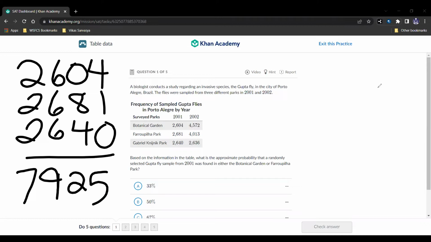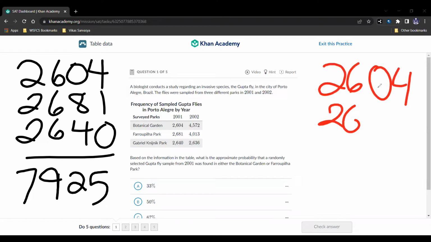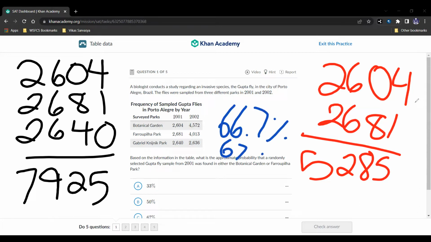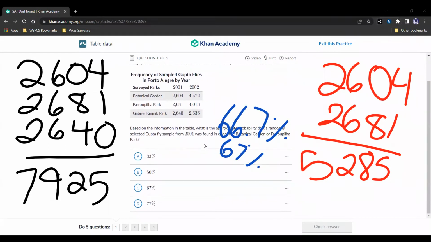On the other hand, the amount that satisfies the conditions, which is the Botanical Garden or the Ferrao Pilha Park, is 2604 plus 2681, which is going to be 5285, and we divide that and we end up with 66.7%, which is just 67%, and is equal to answer choice C, as we can see here.